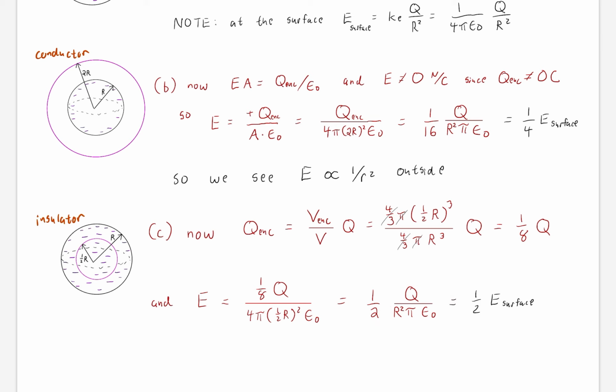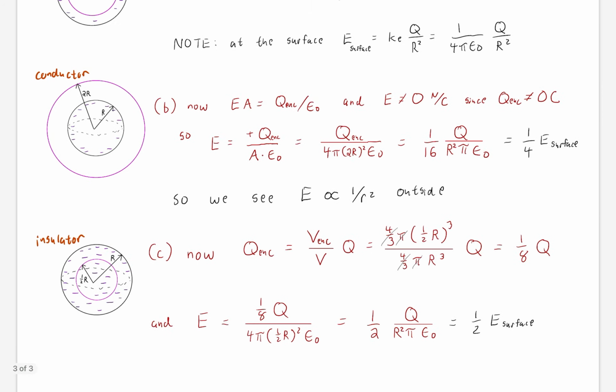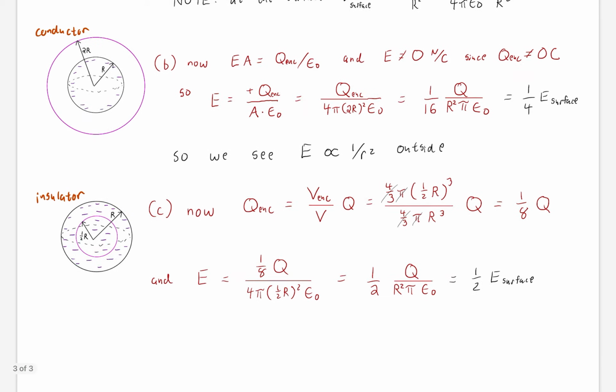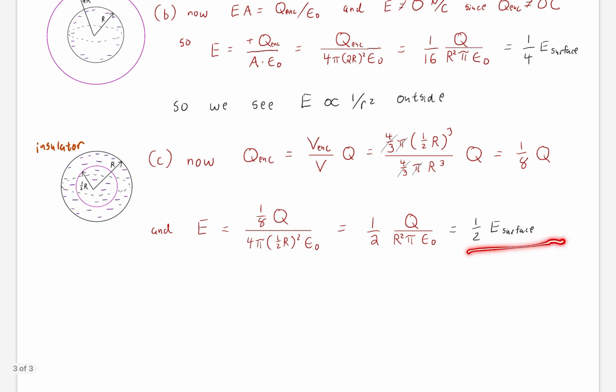So that's half the electric field strength at the surface. Because look, 1/2, look at the electric field strength at the surface, 1/4. So which one's bigger? Well, we see that this one here is half the size of that one. See it? So half the field strength.